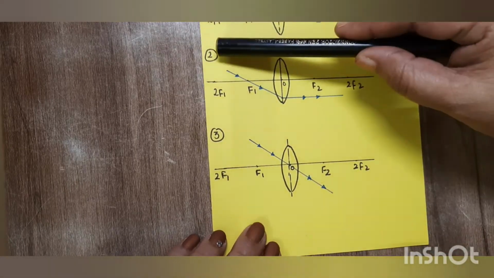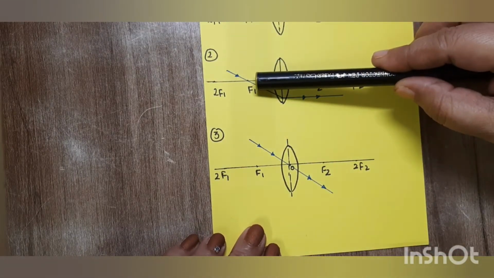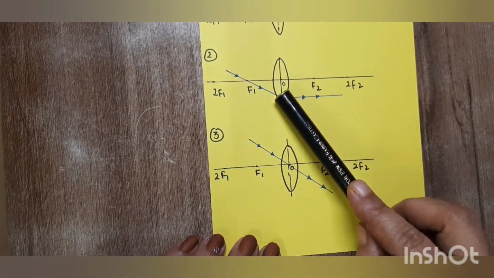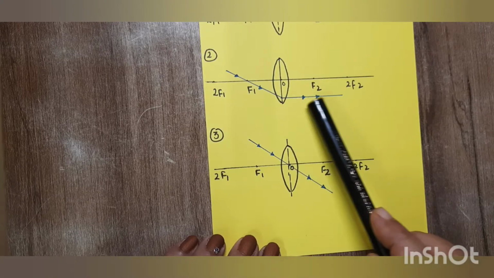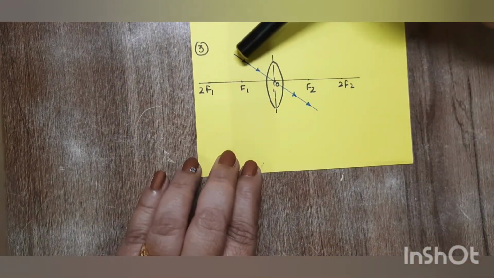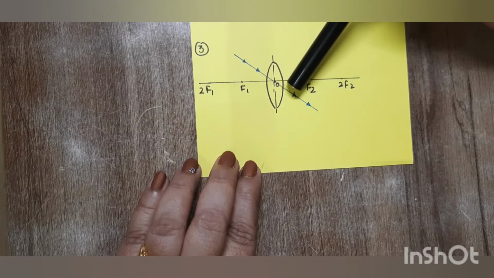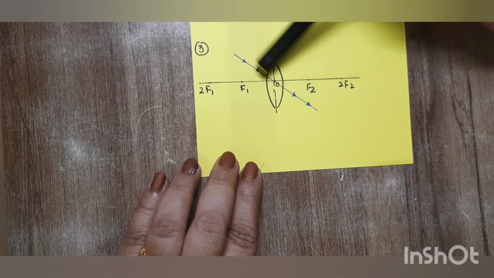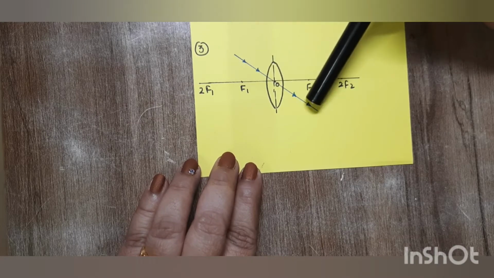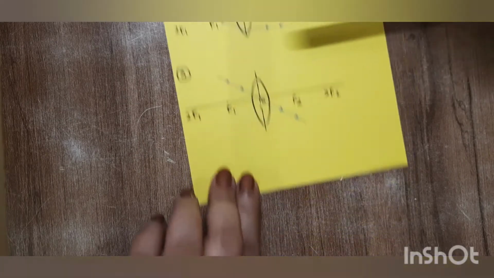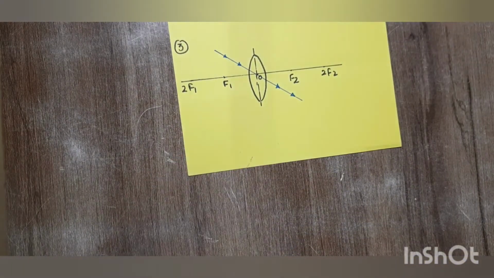The second one: an incident ray which travels through F1, after passing through the lens, with again a change in medium, will travel parallel. The third rule: the incident ray which travels to the optic center travels undeviated. It will not bend, so it is undeviated. Usually we will be using rule 1 and rule 3 for our ray diagrams.